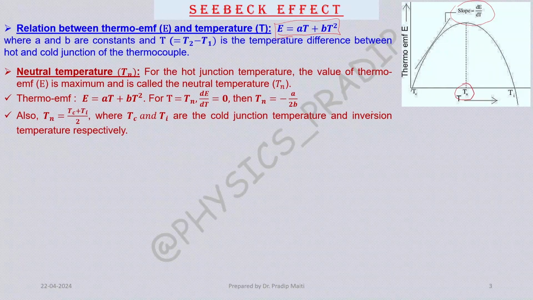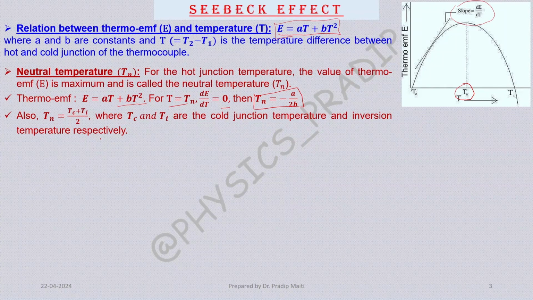The temperature Tn is termed as the neutral temperature. For the hot junction temperature, the value of thermo EMF E is maximum and is called neutral temperature, represented by Tn. For thermo EMF E equals AT plus BT square, at T equals Tn, dE by dT will be 0. Then Tn equals minus A by 2B, where A and B are two constants. So for a particular thermocouple, the neutral temperature Tn is given by minus A by 2B.